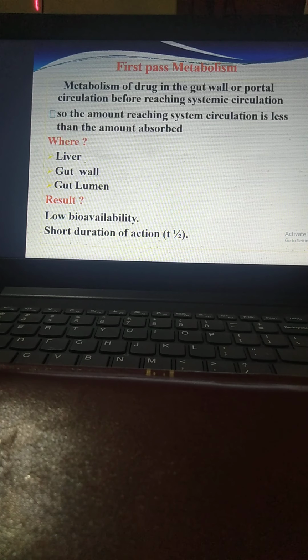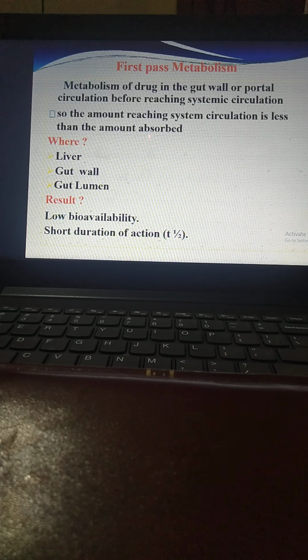And then first pass metabolism we have to define. It is metabolism of the drug in the gut wall or portal circulation before reaching the systemic compartment. So before reaching the systemic compartment, it goes through the gut wall or portal circulation, and it is metabolized by the CYPs.